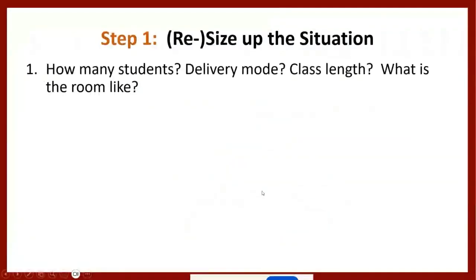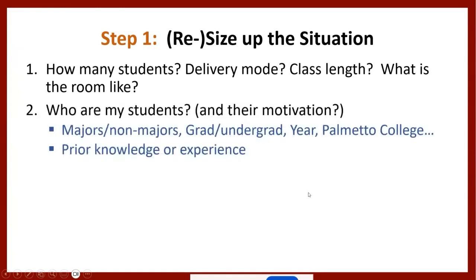All right, so first of all, the very important step: think about your class, size up the situation. How many students do you have? What is the delivery mode? How long is the class? What is the room setup like? Is it a lecture hall versus movable chairs? Who your students are and perhaps their motivation. Are they majors or not? Are they graduate students, undergrad? Do you have perhaps night school, Palmetto College, adult learning, first generation students? What is their prior knowledge? Are there prerequisites to this course?